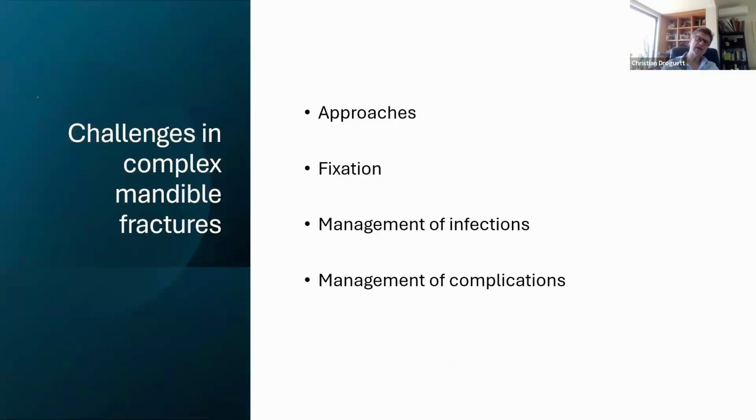And complex mandible fractures challenge us in different ways. It challenges us in the approach that we'll have to do. It challenges us in the fixation that we will choose to use in our patient. It will challenge us in the management of infection. It will challenge us also in the management of complications, which are more frequent than in simple fractures and sometimes harder to treat.